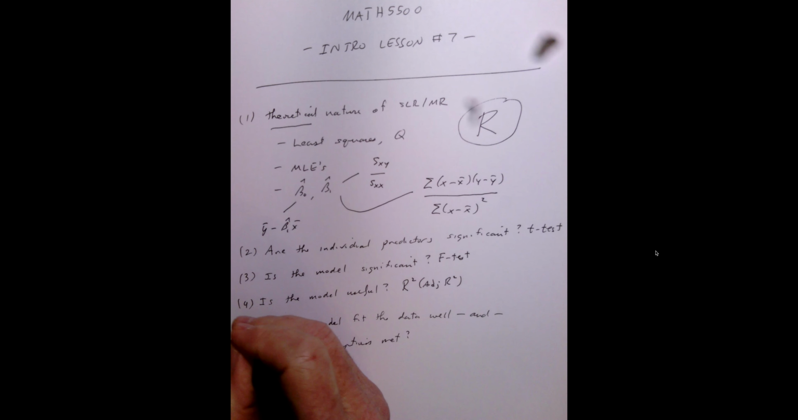Now, moving into number 5: does the model fit the data well, and are the assumptions met? This is going to be the focus of lesson number 7. Once we've run everything, have we checked all the boxes for the assumptions, and does the model fit the data well?